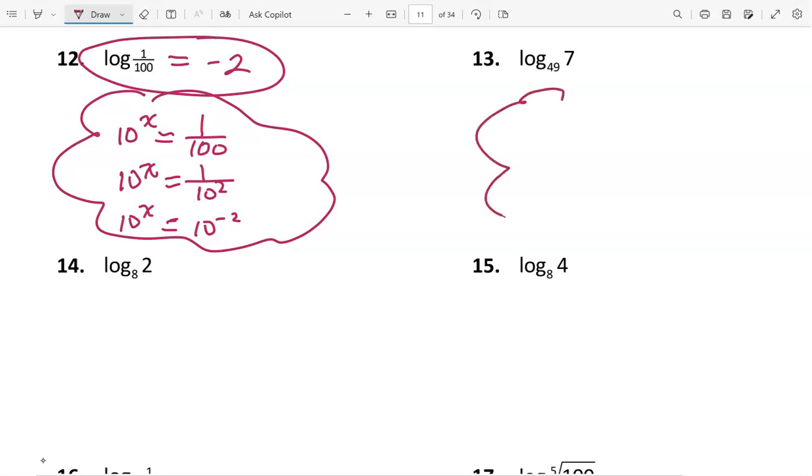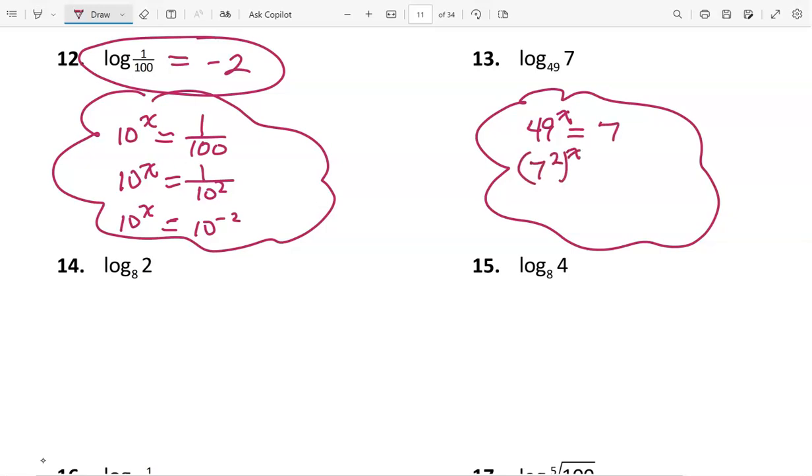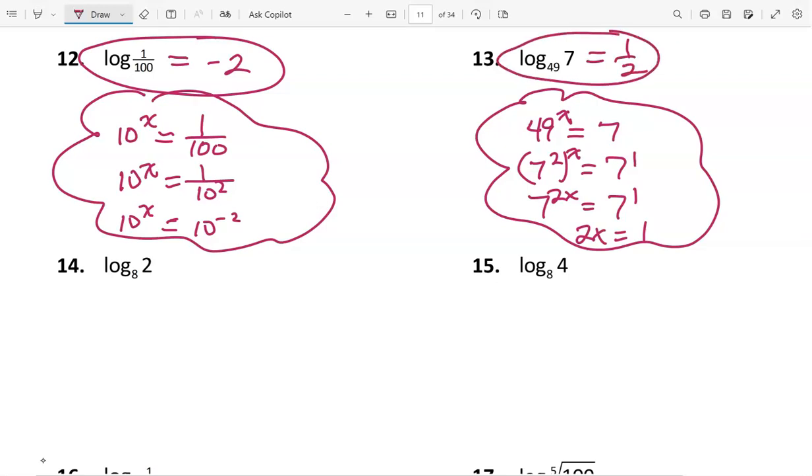In number 13, log base 49 of 7. Our base is 49. The exponent is unknown because exponent is the value of the logarithm, and that equals 7. So let's re-express using the same base, and then we'll have 7 to the 2x is equal to 7 to the 1, and if 2x is equal to 1, then the exponent is 1/2. So the value of this logarithm is 1/2.